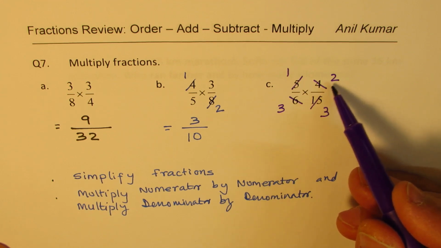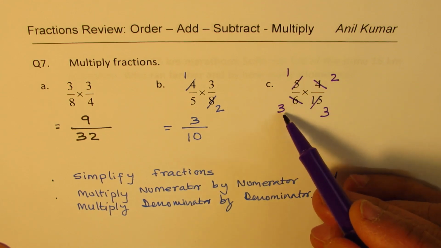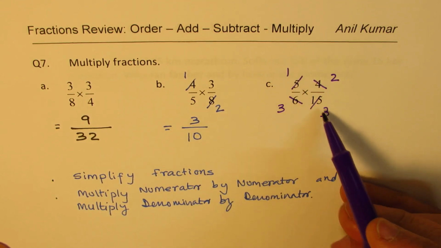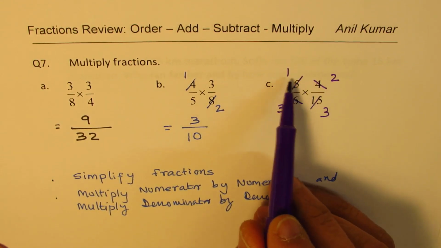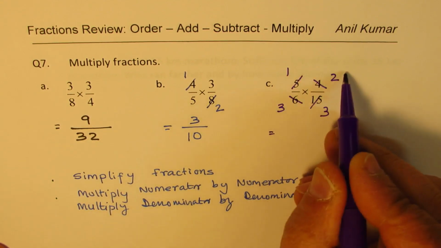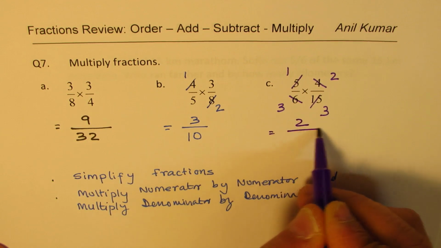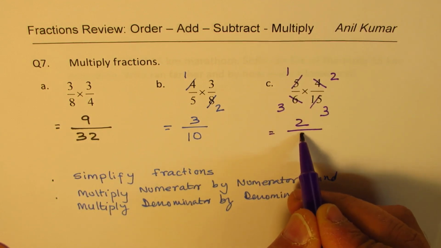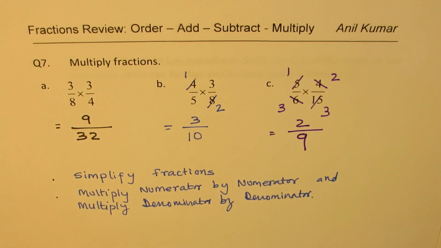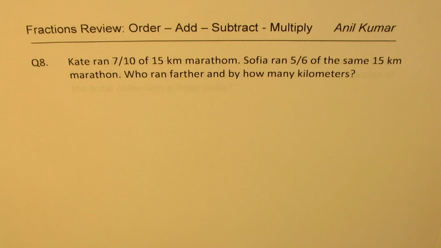Dividing by 2, we get 2 from 4, and from 6 we get 3. Dividing by 5, we got 1 from 5 and 3 from 15. So that leaves 1 and 2 in the numerator, 3 and 3 in the denominator. Now multiply numerators together, we get 2, and denominators together, we get 9. So 2 over 9 is our answer. Is that clear? Now we'll use these concepts of multiplication and solve some word problems.